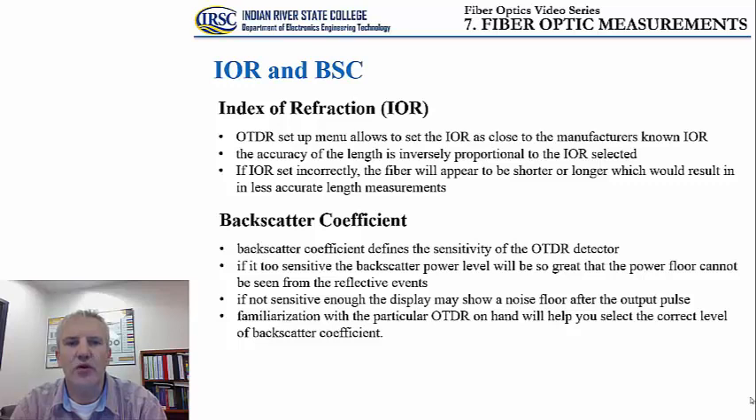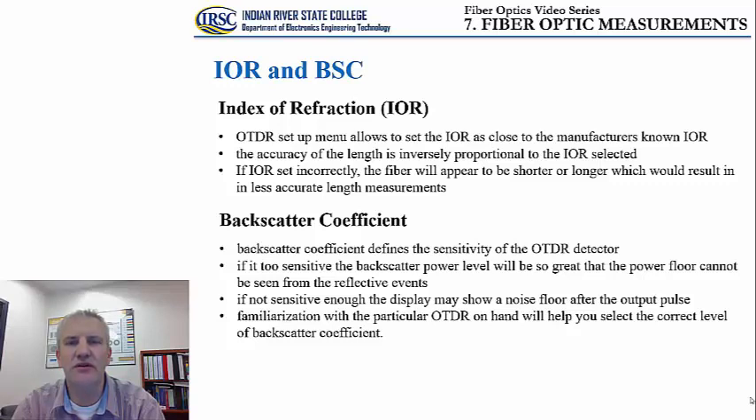So what the OTDR basically does is it measures the time that is going to pass between the moment when the pulse has been sent and the moment when the reflection has been received, and that time is then turned into a specific distance based on the speed of the light along the optical fiber. We also know that the speed of light along the optical fiber is directly affected by the index of refraction of the material through which the light propagates.